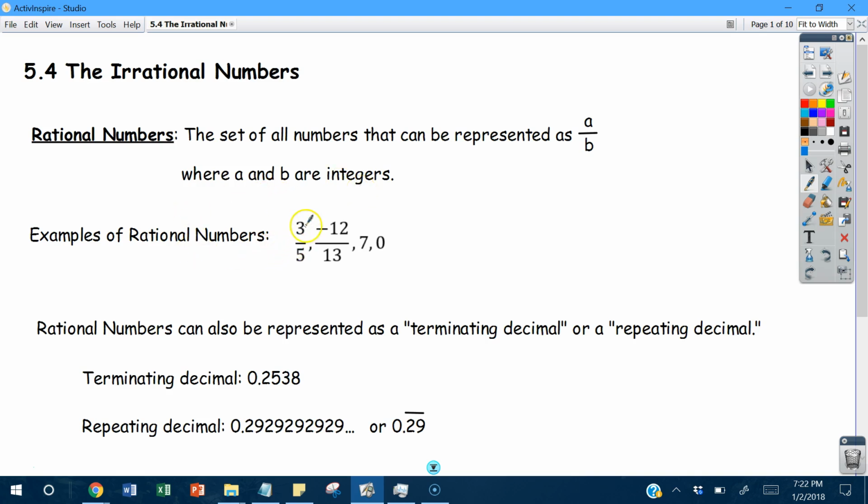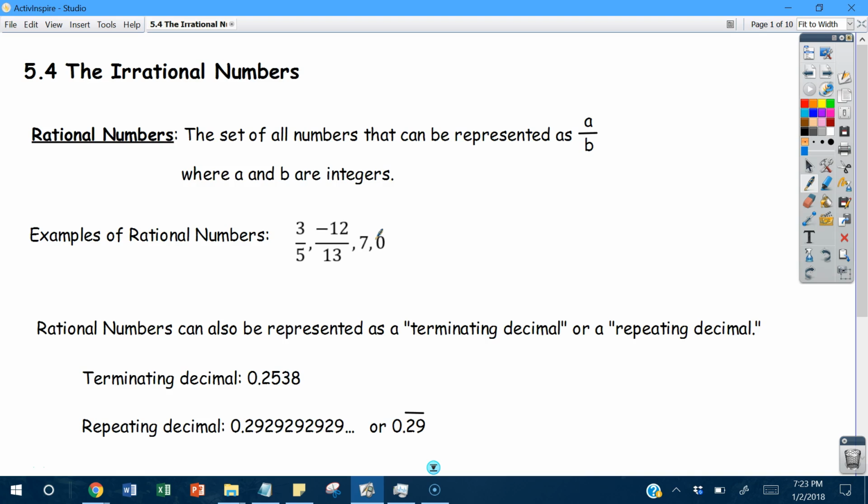Here are some examples: 3 over 5, an integer over an integer, or negative 12 over 13, integer over integer. Here's 7, it's also a rational number. You could think of that as 7 divided by 1. Or 0, you can also think about it as being rational. So rational is any sort of fraction that involves some integer divided by another.